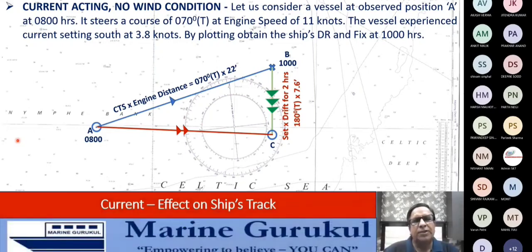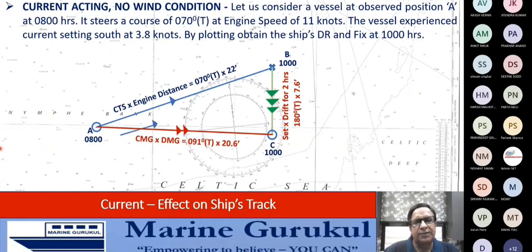Now, the direction from A to C becomes course made good, which in this case is 091 degrees true, and the distance or magnitude of AC is 20.6, which is the distance made good. Since this 20.6 miles is the distance made good in 2 hours, the speed made good would be 10.3 knots. So now please remember in this case that each side of this triangle is for the same duration. Here the engine distance was for 2 hours, drift was for 2 hours, so obviously this DMG would also be for 2 hours.